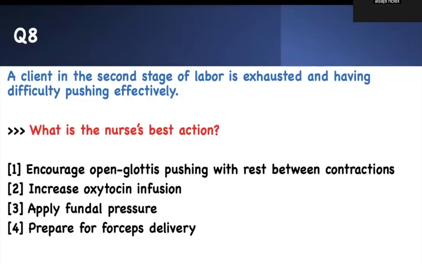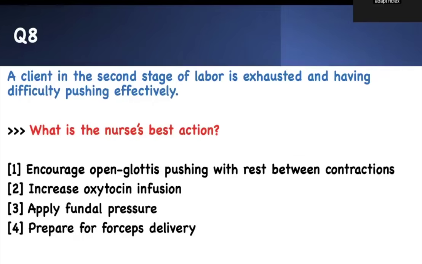Number 8. A client in the second stage of labor is exhausted and having difficulty pushing effectively. What is the next best action? Encourage open glottis pushing with rest between contractions. Increase Pitocin infusion. Apply fundal pressure. Prepare for forceps delivery. This question is straightforward, but I want to show you something. You see a question like that, and your mind is wide open instead of focusing on the keywords, the buzzwords. The question said, client is in second stage of labor. That means the baby is about to come, and then we are having what?